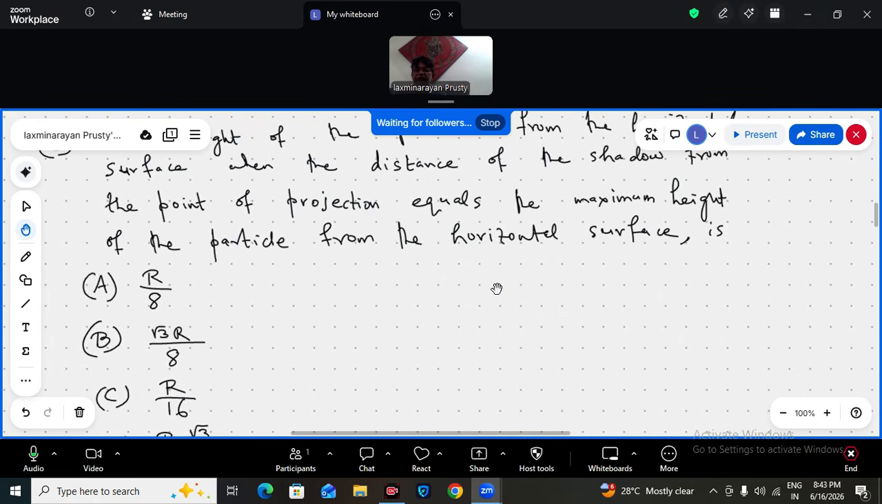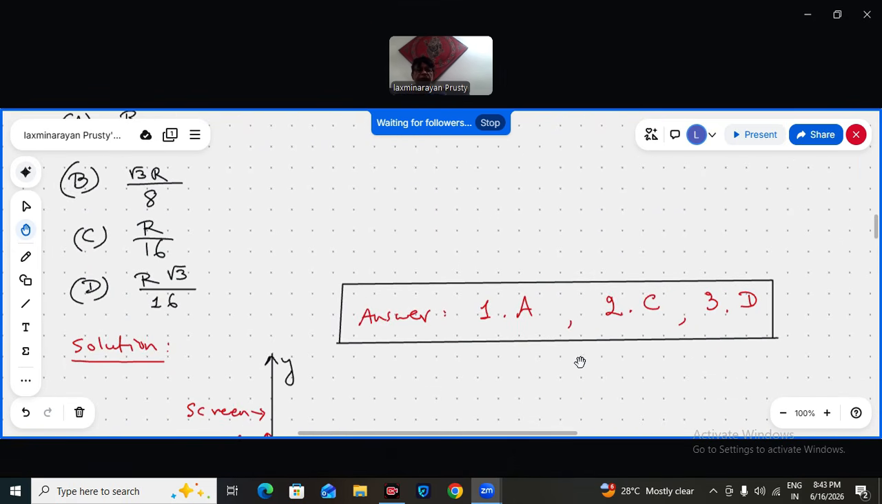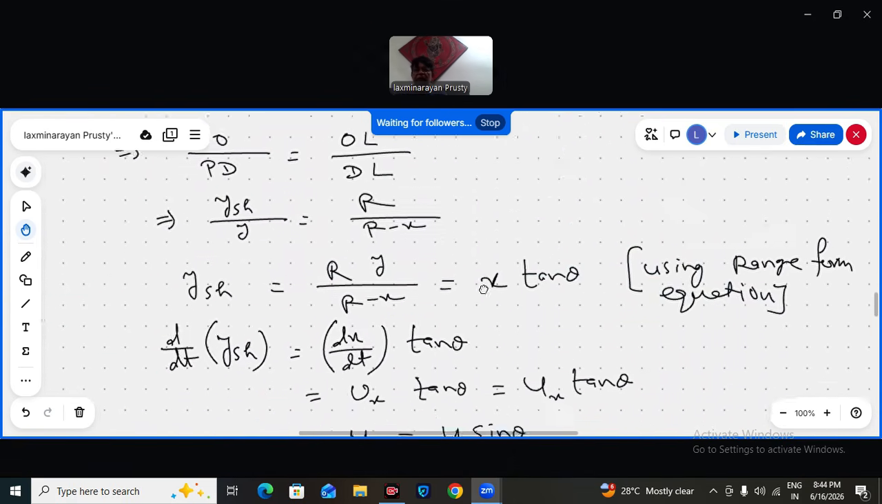In question number 2, is there an option R by root 3? Yes, option C. So option C is correct. 2C. Now question number 3.